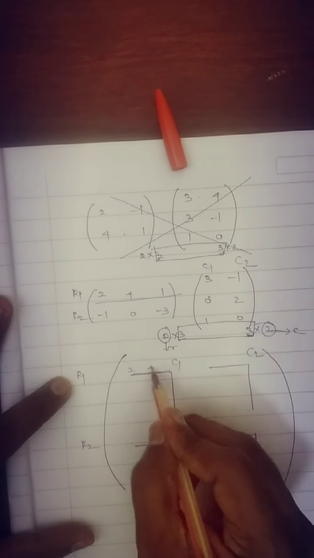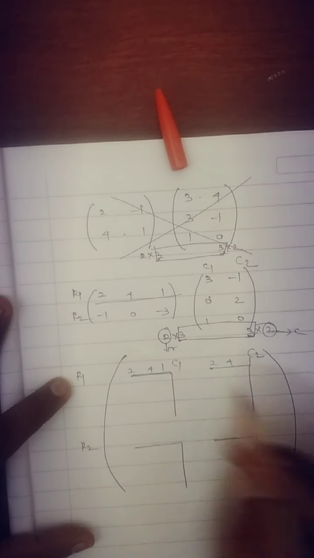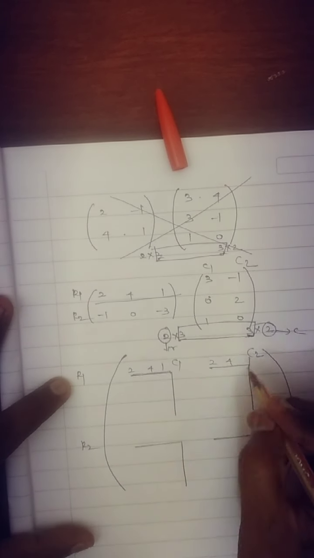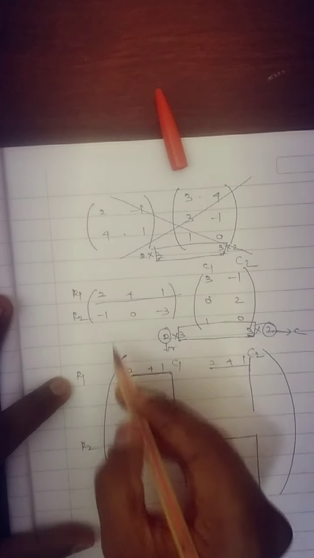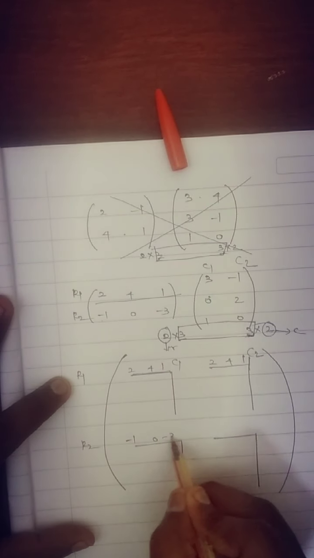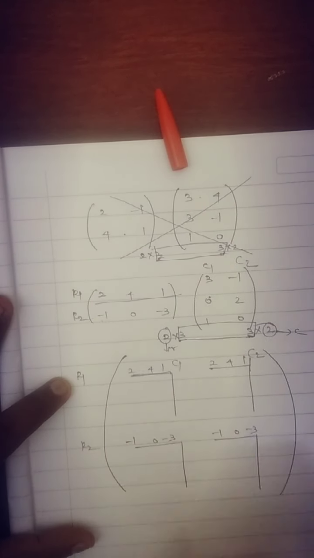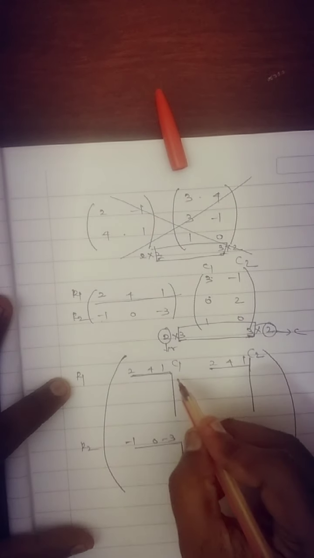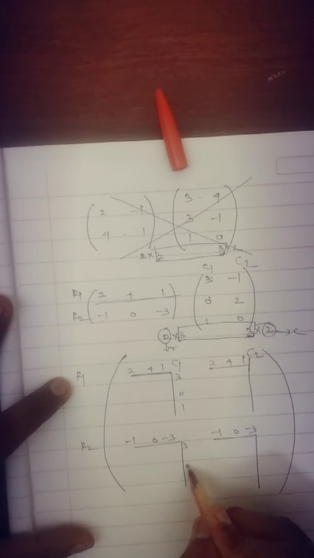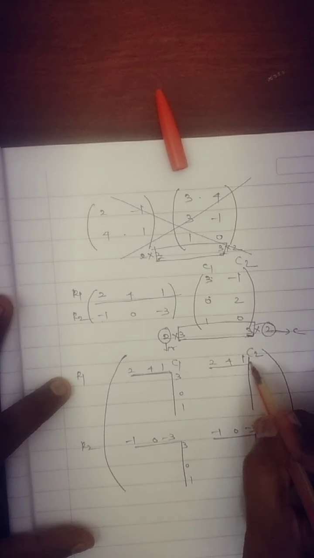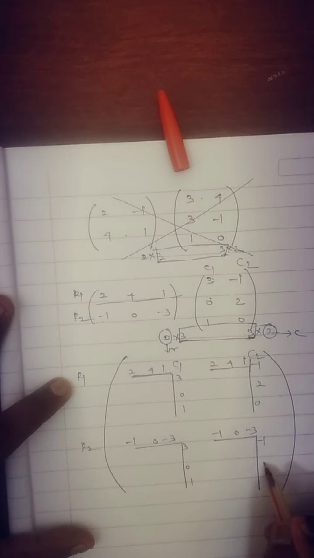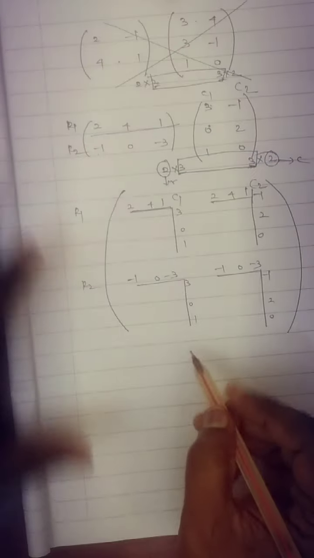Now arrange. What is R1? 2, 4, 1. Here also 2, 4, 1. Fully R1. Next R2. Minus 1, 0, minus 3. Next is C1. 3, 0, 1. Next is C2. Minus 1, 2, 0. Now arrange the matrices properly.